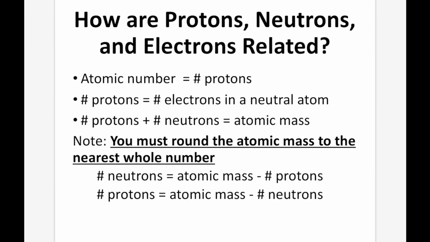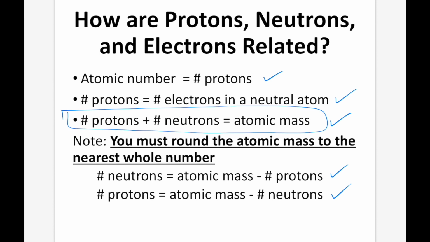So how are protons, neutrons, and electrons related? Well, the atomic number, remember, is the number of protons. The number of protons equals the number of electrons in a neutral atom. The number of protons plus the number of neutrons equals the atomic mass. When we're figuring this out, we need to round the atomic mass to the nearest whole number. And then we can use these other two formulas, number of neutrons equals atomic mass minus number of protons, to figure out the neutrons, and we can figure out protons by subtracting the number of neutrons from the atomic mass. So that's just using this formula here and changing it around to solve for the other two variables.